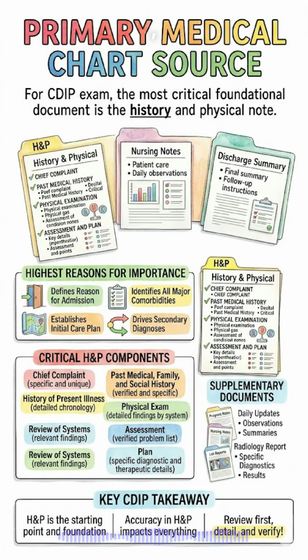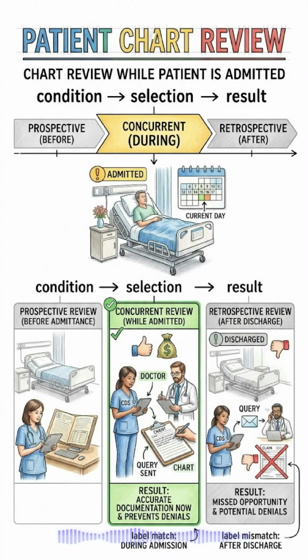8. Which document is considered the most important source of truth in the patient medical chart? The history and physical exam note is widely considered the most important source of truth. It gives a full summary of the patient status on the day they were initially admitted.